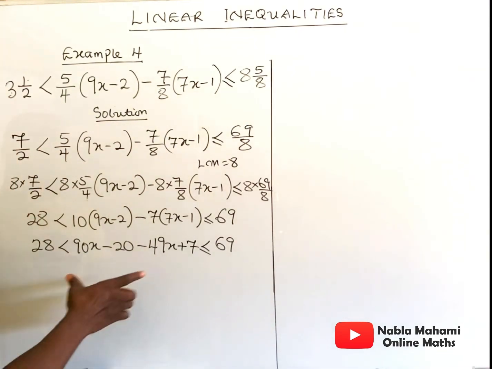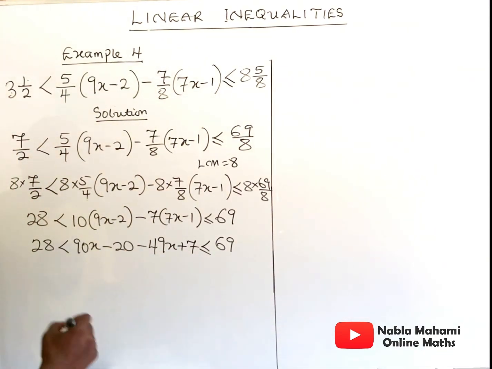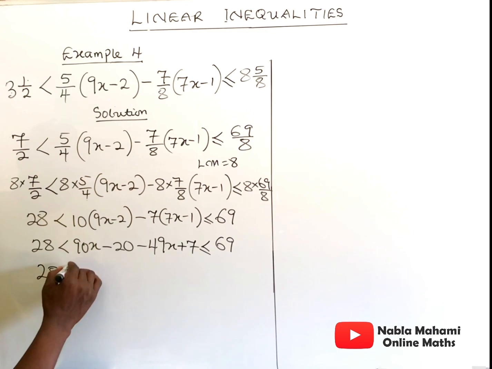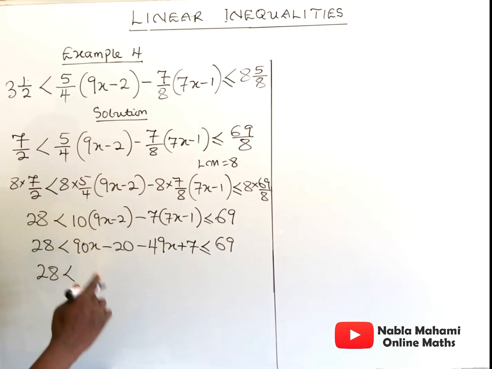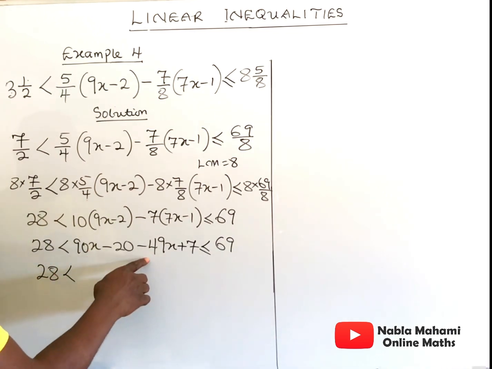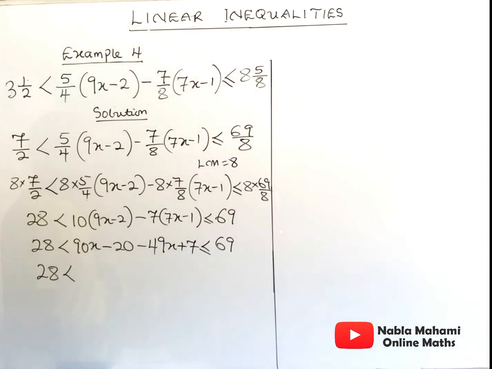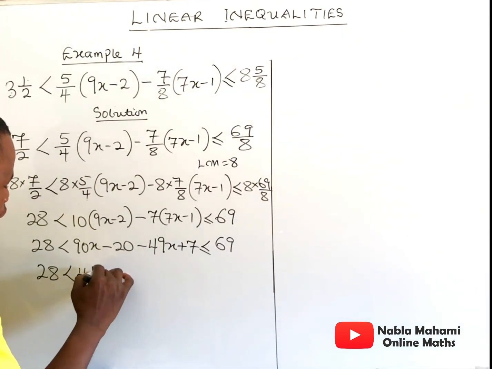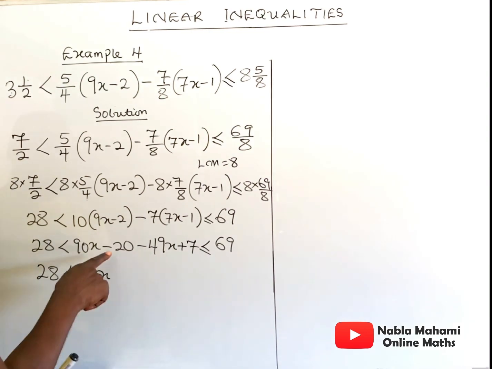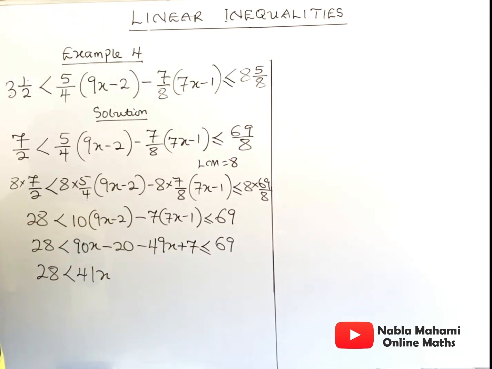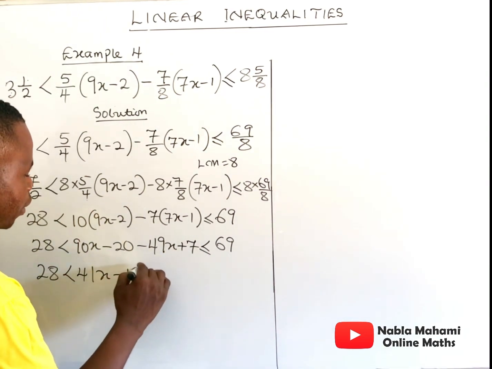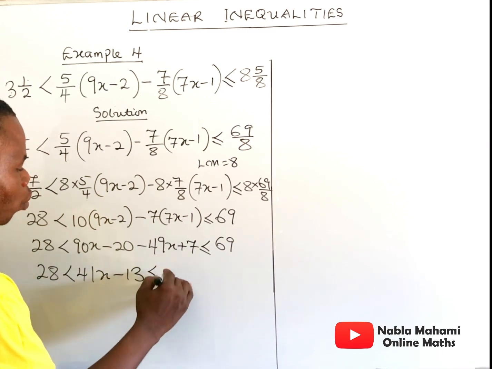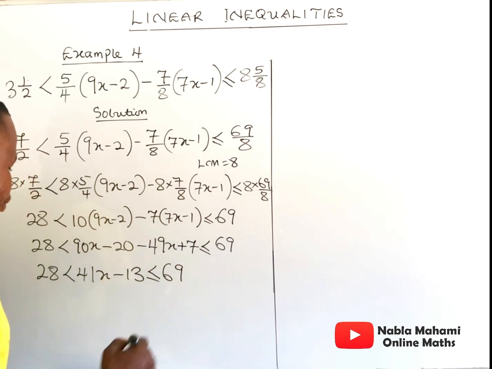Next step, we'll add like terms here. So meaning I'll have 28 less than 90x minus 49x, sorry, 41x. 90 minus 49 is 41x. Then minus 20 plus 7 is minus 13. Less than or equal to 69.